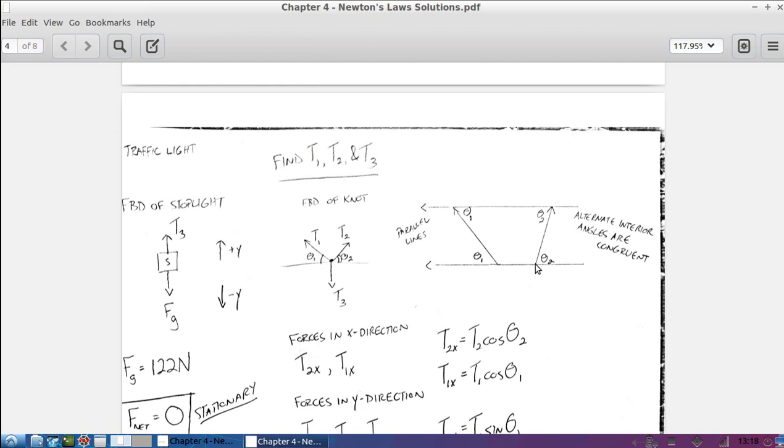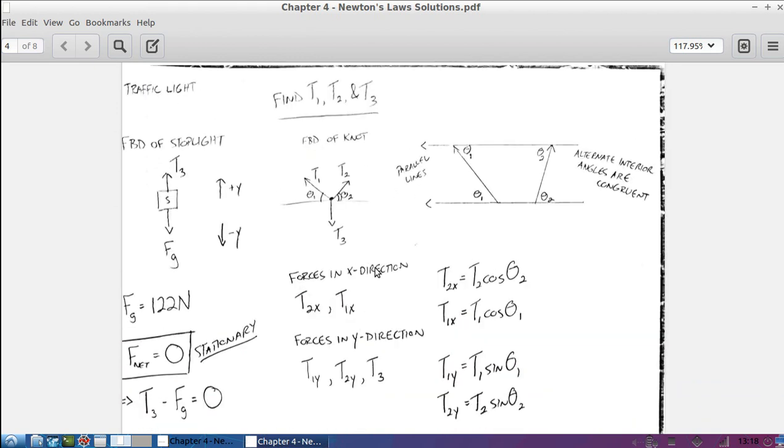Same thing with theta 2. Theta 2 is pulling up in this direction, okay? Or T2 is pulling up in that direction. We've got theta 2 up here, another pair of alternate interior angles, congruent, okay? So theta 1 is the direction of T1 in my free body diagram. Theta 2 is the direction of T2 with respect to the x-axis, okay?